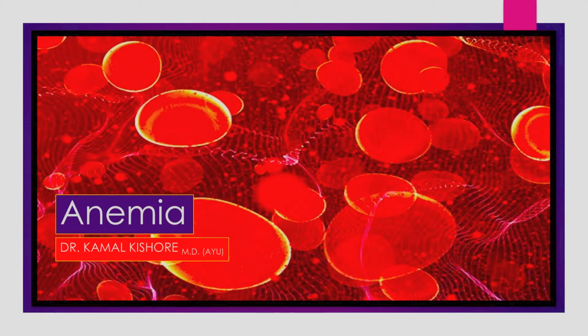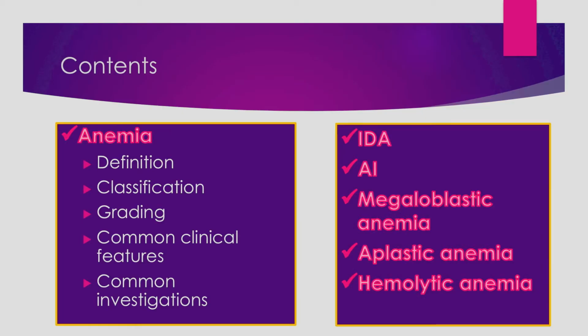Today we will study anemia. So in these slides we will be studying anemia, the definition, classification, grading, common clinical features, common investigations, and after that we will study the different types of anemia: iron deficiency anemia, anemia of inflammation, megaloblastic anemia, aplastic anemia, and hemolytic anemia.